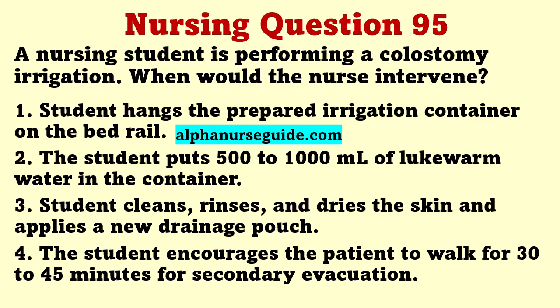The correct answer is 1. Student hangs a prepared irrigation container on the bed rail. Rationale: the nurse will remind the student that the container has to be hung at shoulder level. If the container is too low, the flow will be sluggish. If the container is below the entry site, the solution will flow retrograde. If the container is too high, the solution will flow too quickly and cause cramping. The other actions are correct.